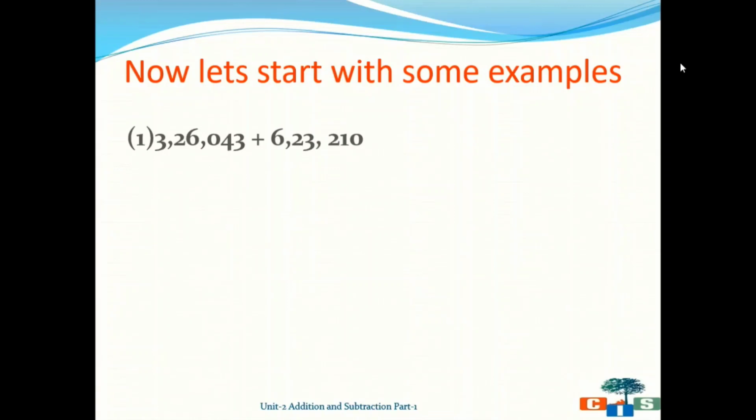Now we will start with some examples of addition. We will see how to add bigger numbers. The first example we have here is 3,26,043 plus 6,23,210. We will see how to add these numbers. Scholars, you have to keep some points in mind while adding bigger numbers. First of all, arrange the numbers in columns according to the place value chart. Again, I am repeating, arrange the numbers in columns according to the place value chart, that is ones under ones, tens under tens, and hundreds under hundreds. We will see how to do this.